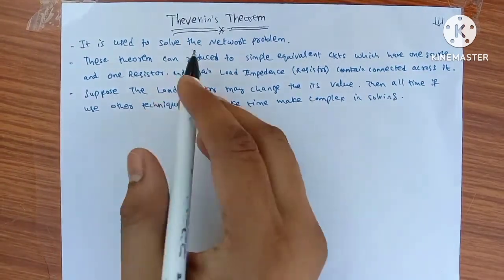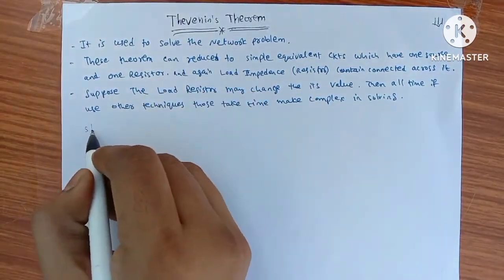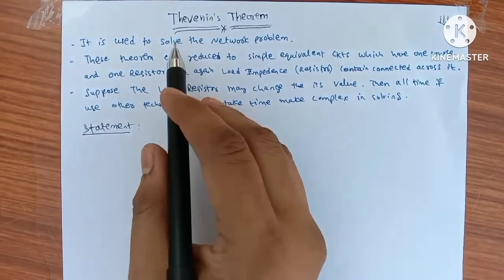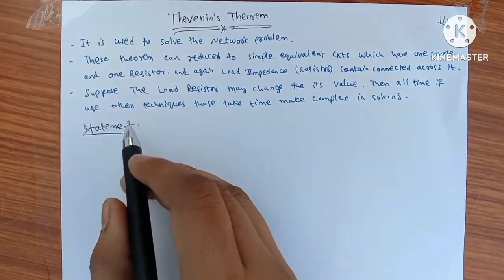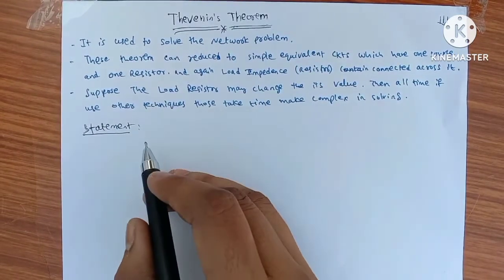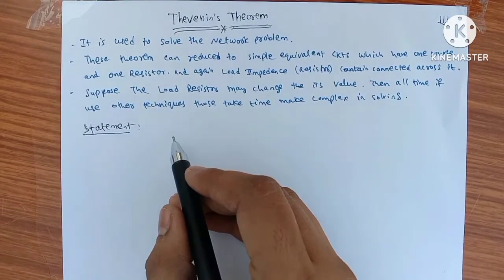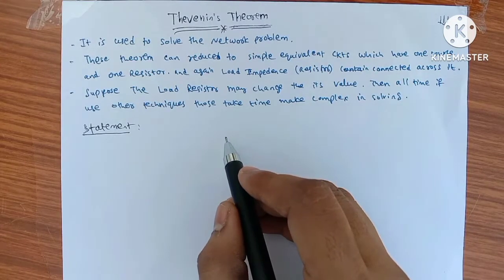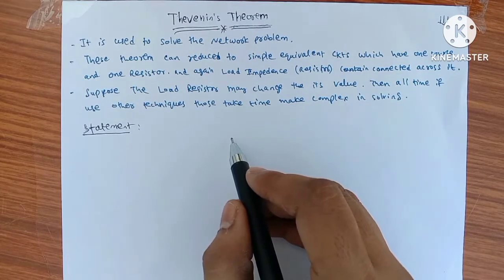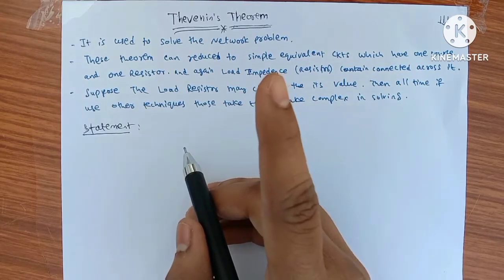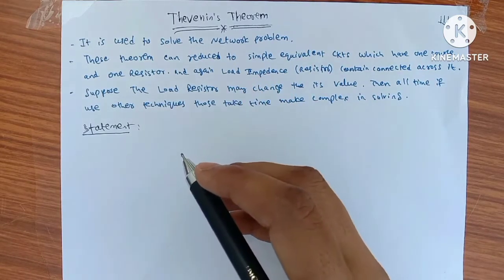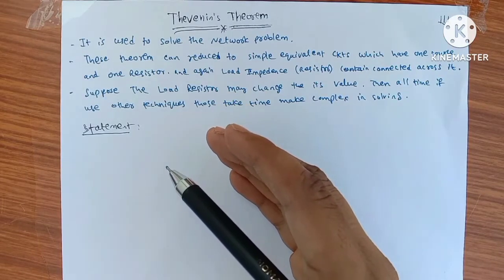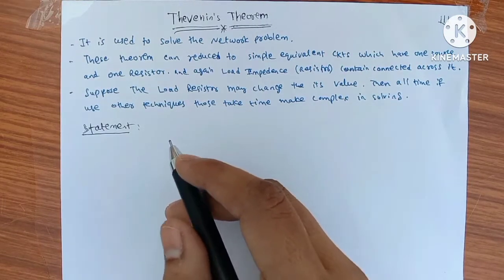Now let us see statement of Thevenin's theorem. What actual Thevenin's theorem states? It states that any complex circuit is simplified into simple circuit which is equivalent circuit, which consists of one voltage source and equivalent resistance which is connected across the load.